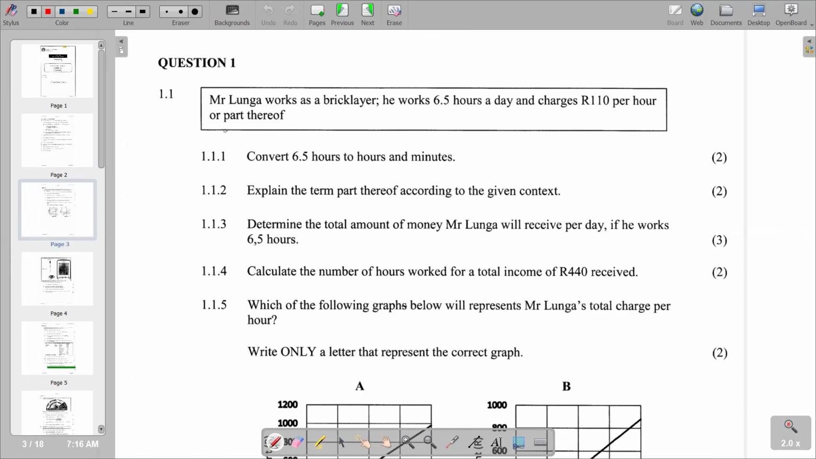Question 1 reads, Mr. Lunga works as a bricklayer. He works 6.5 hours a day, and it's 110 rands per hour, or part thereof. So on the first part of the question, 1.1.1, convert 6.5 hours to hours and minutes. And we know that 1 hour is equal to 60 minutes. So we are just going to convert the 0.5 to end up in hours and minutes.